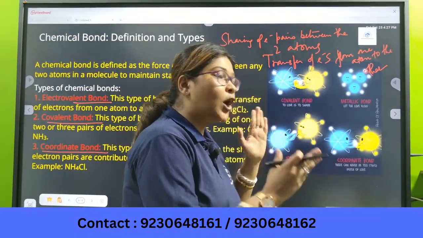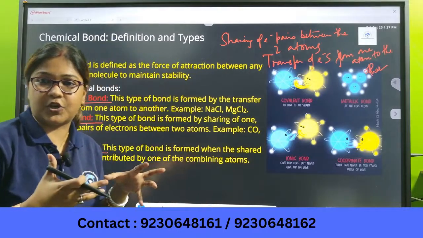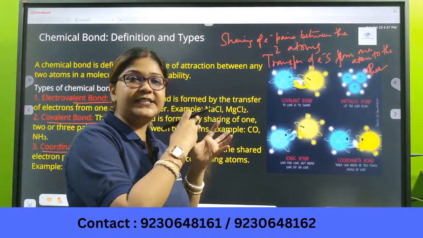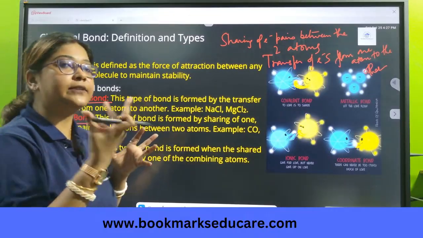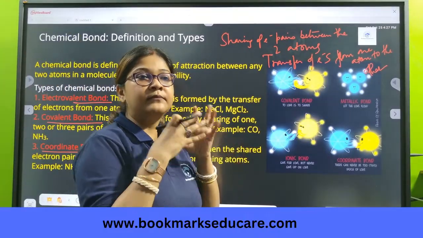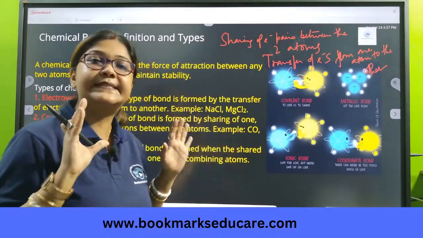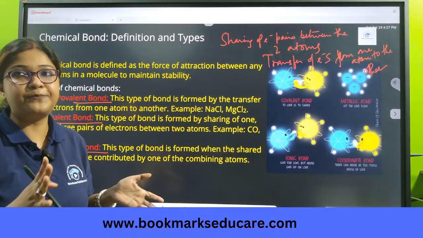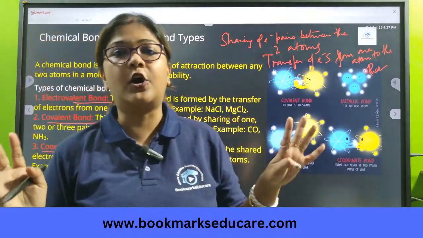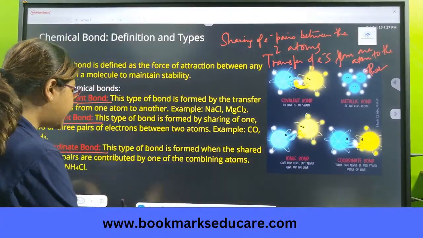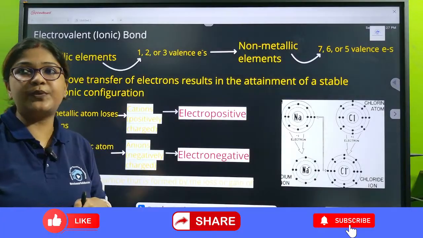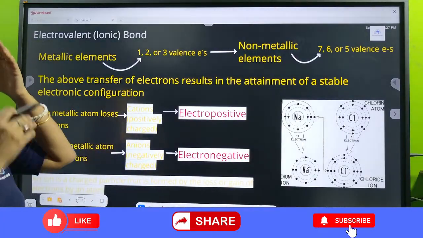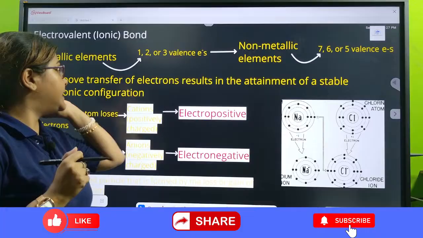So one atom has too many electrons, and this excess is being donated to the other one, so that the other atom also becomes stable. So this is the concept of the three types of bonding. Now moving over to the next slide, we will give you details about the electrovalent or the ionic bond.